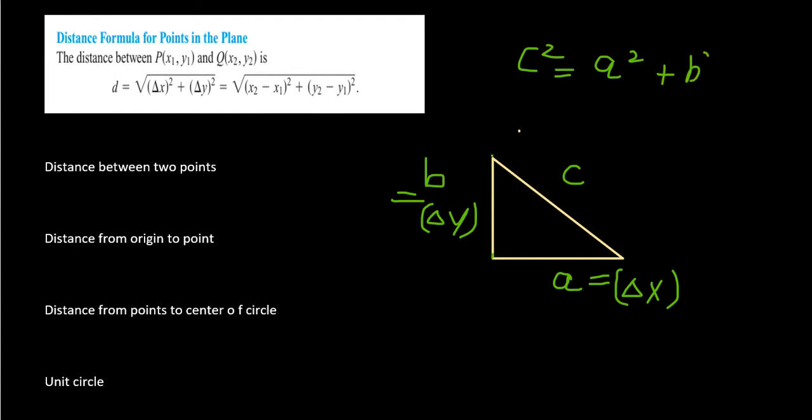You can similarly put the delta x in the value of A and delta y in the value of B, and you will get distance is equal to under root delta x square plus delta y square. I will clear the concept by using an example.